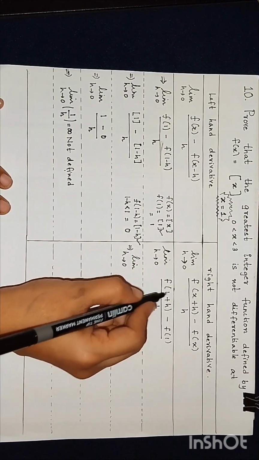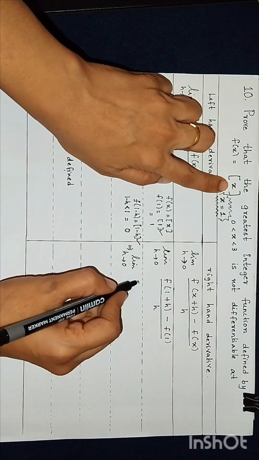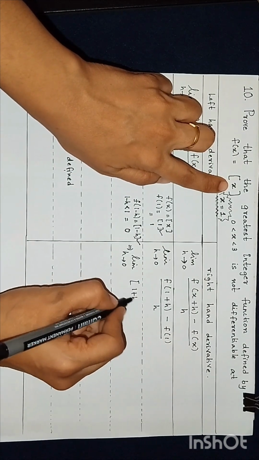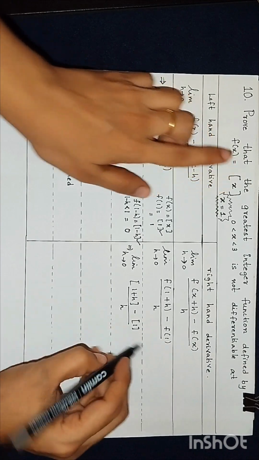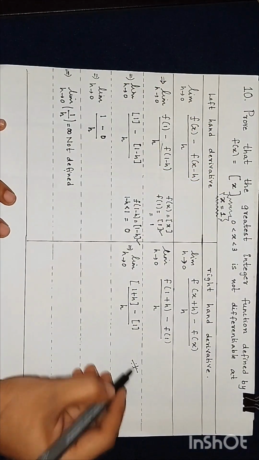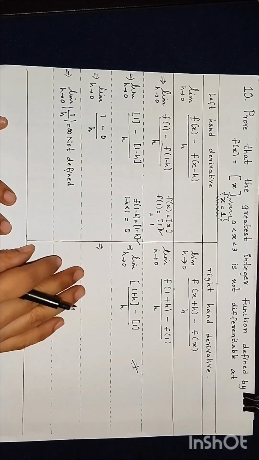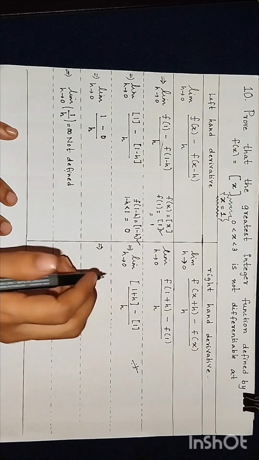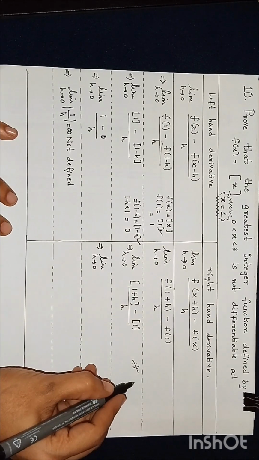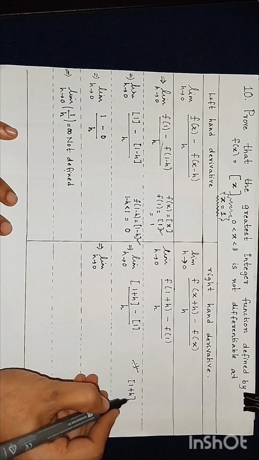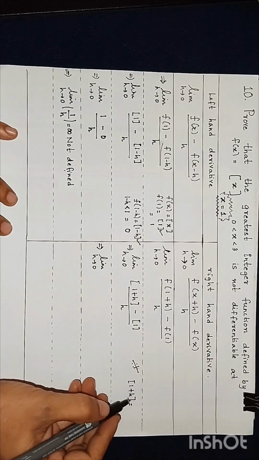So f of x, how are we going to represent it? (1 plus h) minus 1, divided by h. This step is very important. You should not skip this. Now, what do you have to write in the place of 1 plus h? Here 1 plus h is a number that is greater than 1.